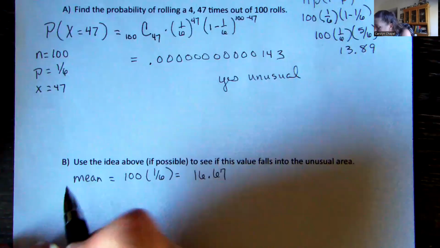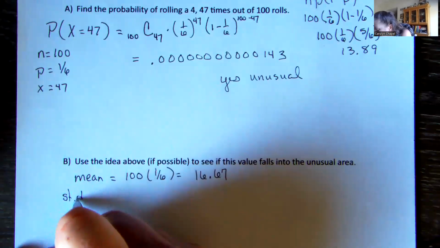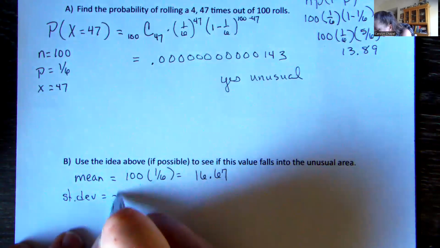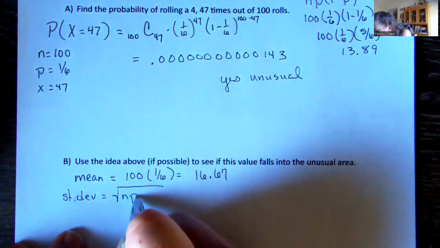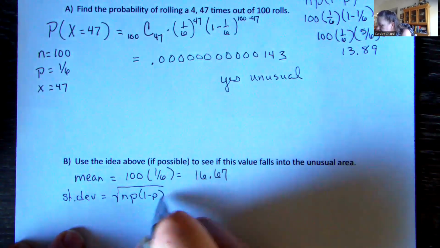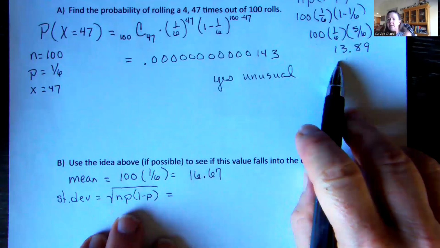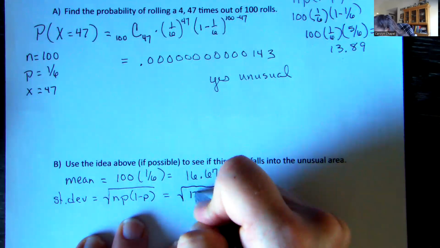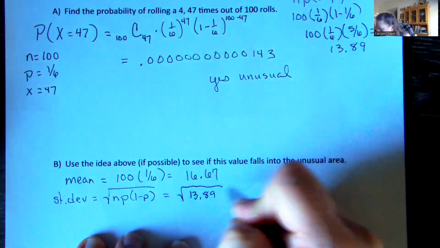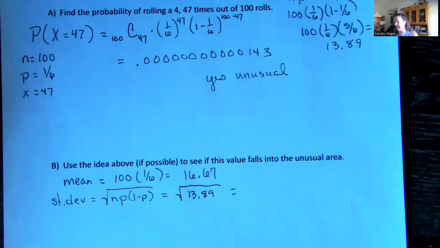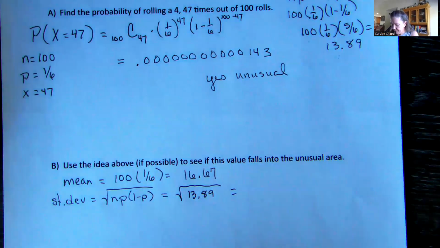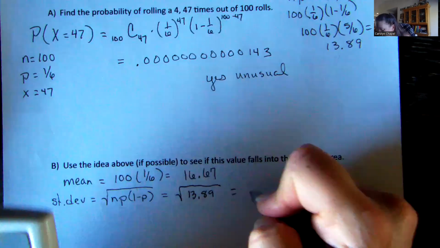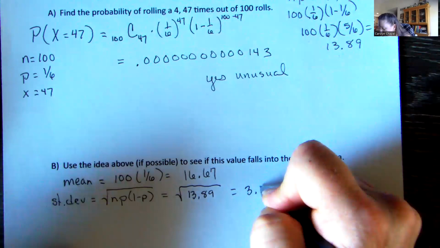Our standard deviation, you'll notice, is the square root of n p 1 minus p. You'll notice we already calculated that n p 1 minus p up here. So that's the square root of 13.89. And I come up with about 3.73.